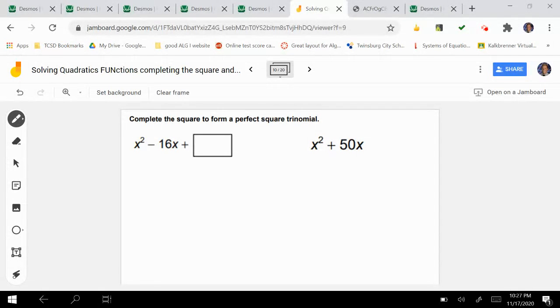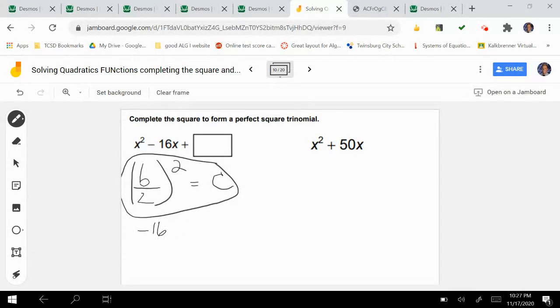So how do we do this? It's real simple. We're going to take the b value, cut it in half, and then whatever that answer is, we're going to square it. So again, the only thing we don't know in this equation is the number b, and by number b, I mean letter c. What is your b value? It's negative 16. See where I got it from? It's that linear coefficient. Cut it in half. What do you get?